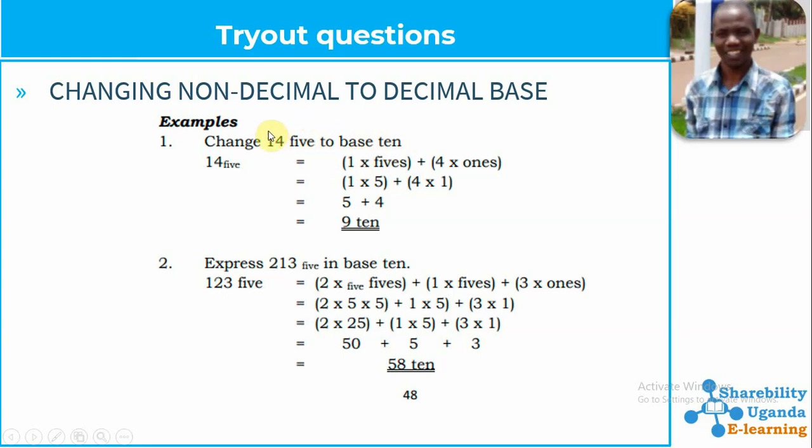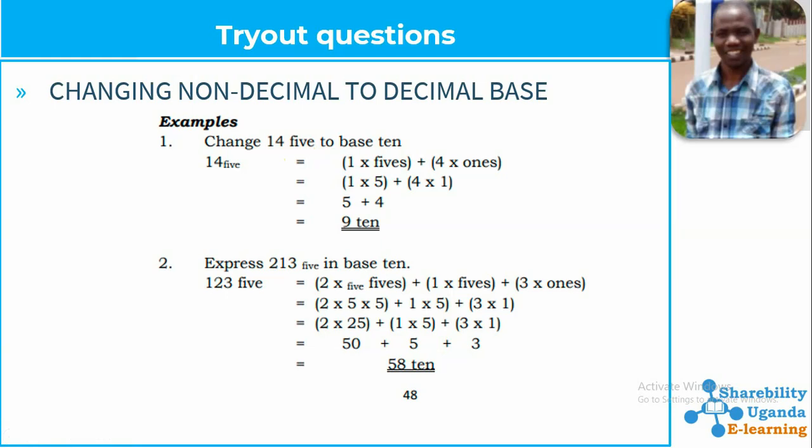So for our example here, they are telling us to change 14 base 5 to base what? To base 10. So we have to be able to know how we change this to another base. This is how we deal with these numbers.